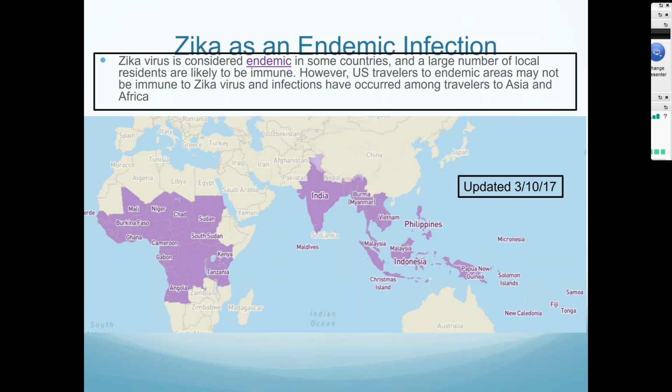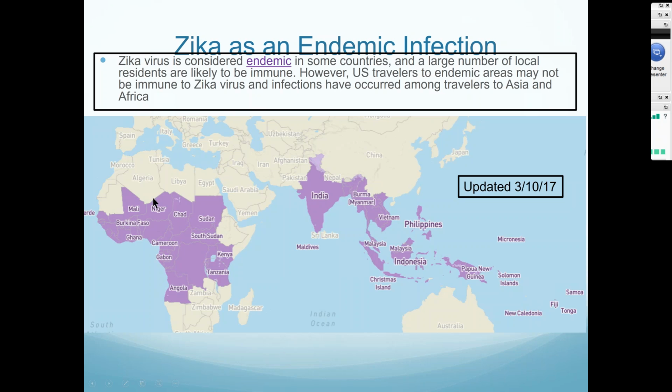Zika virus is considered endemic in some cases, and a large number of local residents are likely to become immune, which is an important factor for them who live there. But U.S. travelers to endemic areas may not be immune, and you need to think about what effect that they have, as we've been talking about the whole time.